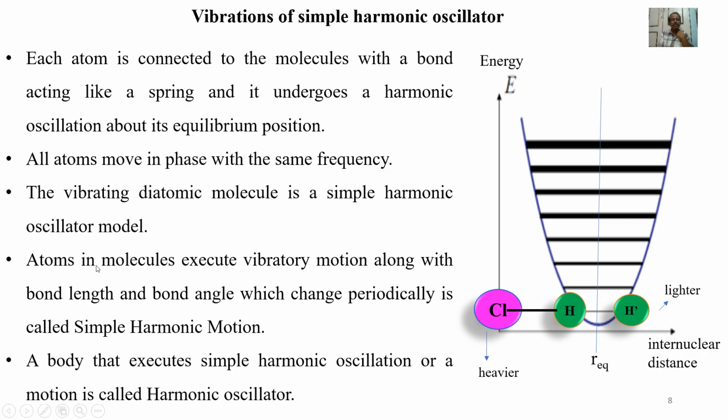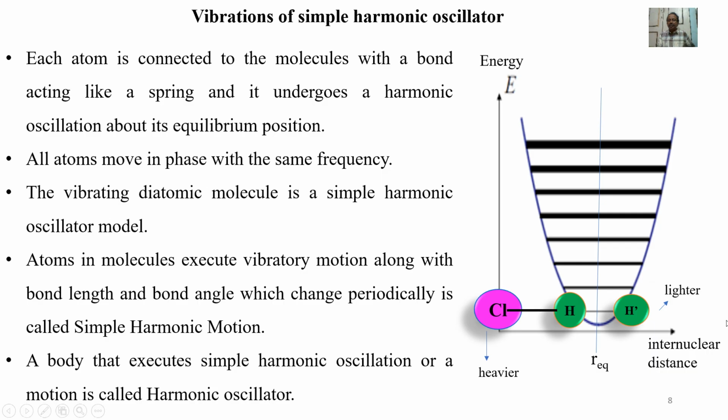Atoms in molecules execute vibratory motion, where the bond length and bond angle change periodically, which is called simple harmonic motion. A body that executes simple harmonic oscillation or motion is called a harmonic oscillator. For example, when you take HCl, chlorine is heavier, and the hydrogen attached to the chlorine can oscillate. It can compress and it can extend. Stretch and extend.